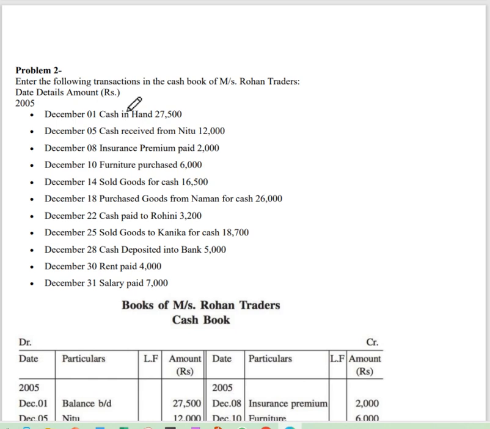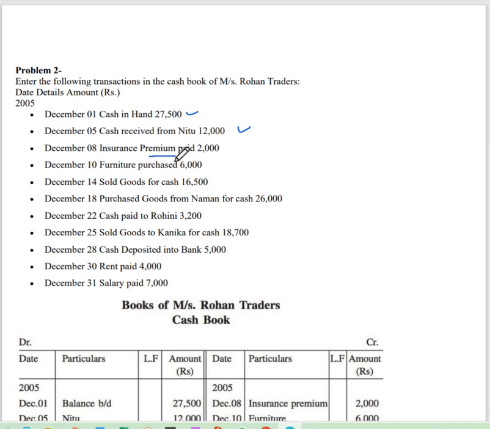December 1st, cash in hand. Cash in hand, this is a cash transaction, yes. December 5th, cash received from Neetu. This is a cash transaction, yes. We need to record it. So cash in hand is a debit because this is a receipt of cash. Cash received from Neetu is again a debit because it is a receipt of cash.